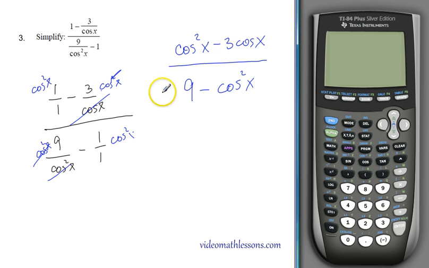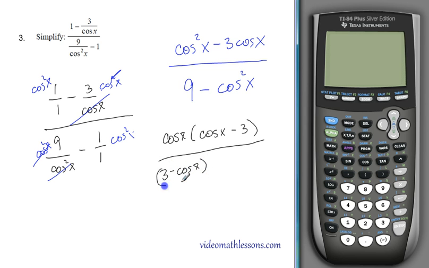Still not pretty. All right, let's go upstairs. Cosine squared and a cosine, it's a common factor. Take out a cosine. So I get cosine x minus 3 over. Now this is really difference of squares. 3 minus cosine x, 3 plus cosine x.